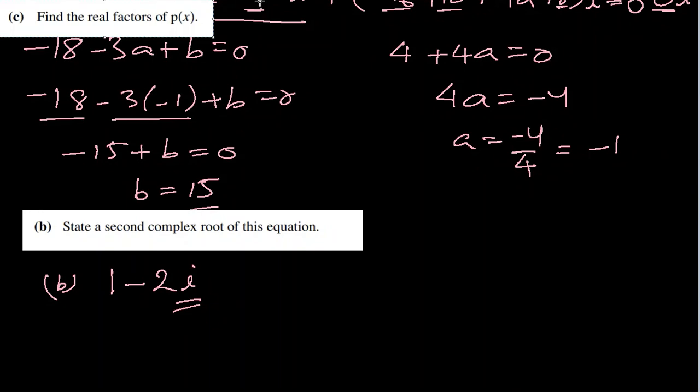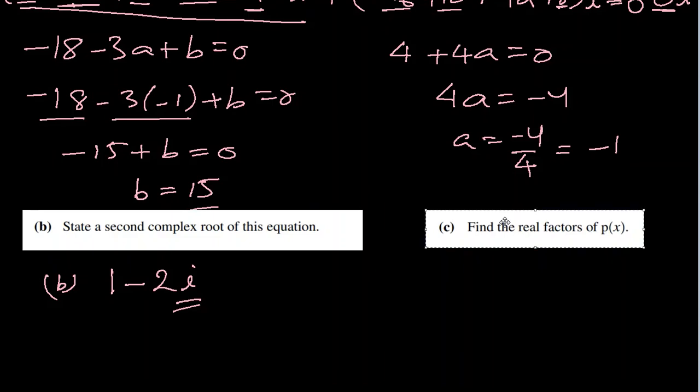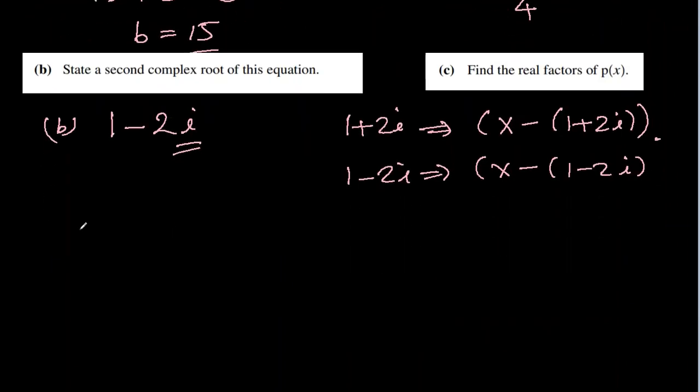Next is find the real factor of polynomial x. Alright, so what do we do? First we'll find what is the multiplication of the two factors given by the two roots. So 1 plus 2i was one root. This can be written as factor like this: x minus 1 plus 2i. Second factor was 1 minus 2i, we just wrote it, conjugate of the first. It will be written as x minus 1 minus 2i, and multiply these two. They will give us the combined factor by the two.